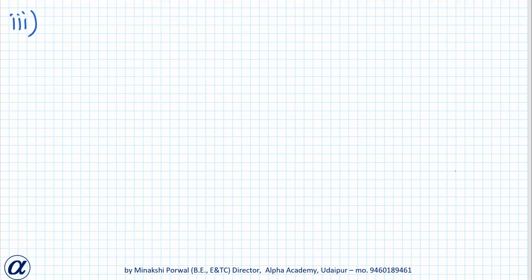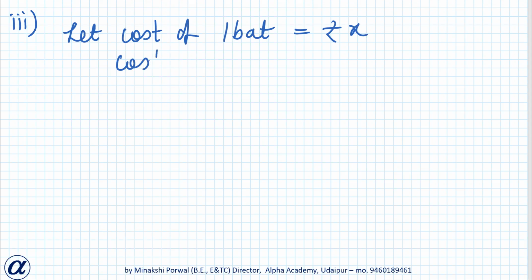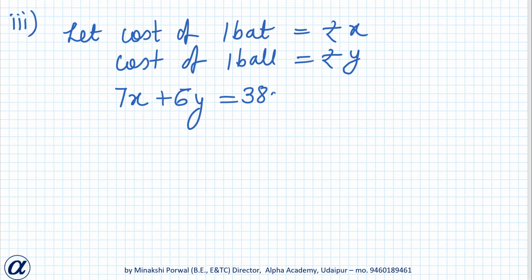The coach of a cricket team buys 7 bats and 6 balls for rupees 3800. Let cost of 1 bat equal rupees x. Cost of 1 ball equals rupees y. Okay. Now 7 bats. So cost of 7 bats will be 7x. Cost of 6 balls will be 6y, and the total cost is 3800. Later she buys 3 bats, 3x, plus 5 balls, 5y, for rupees 1750. Now we have to find the value of x and y. Copy this and this you will solve yourself.